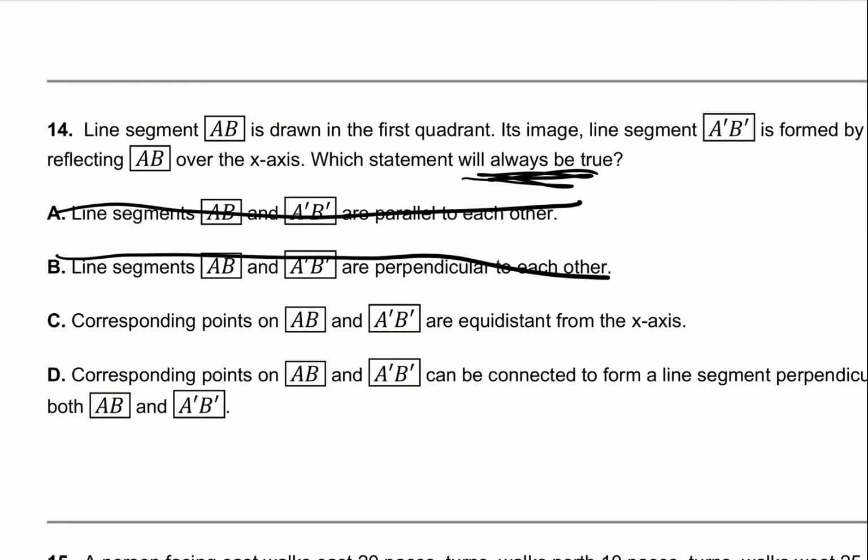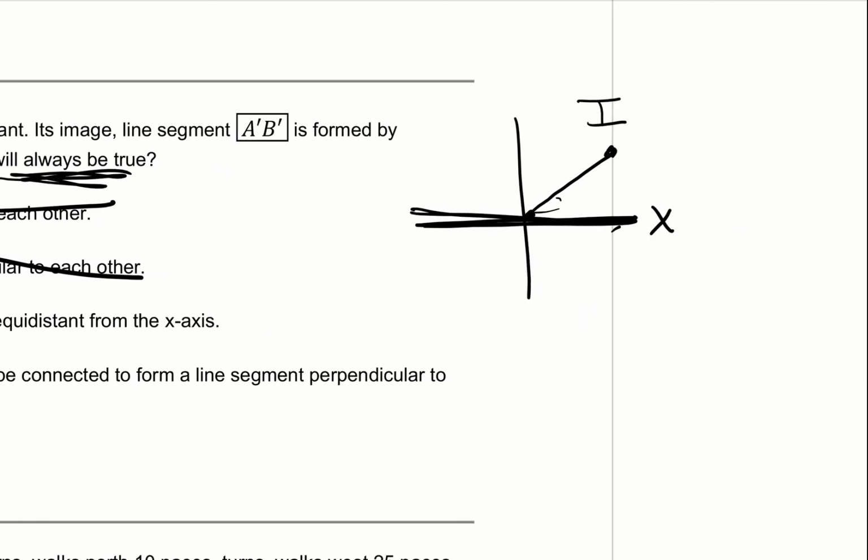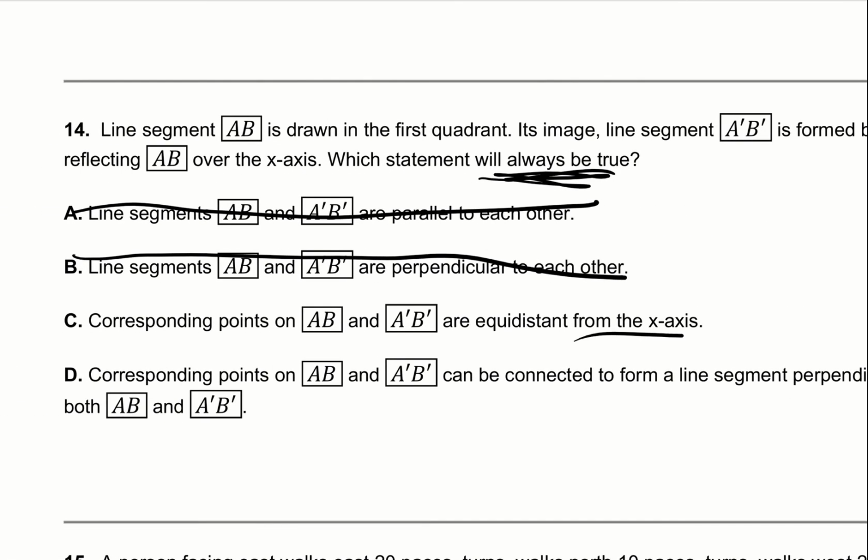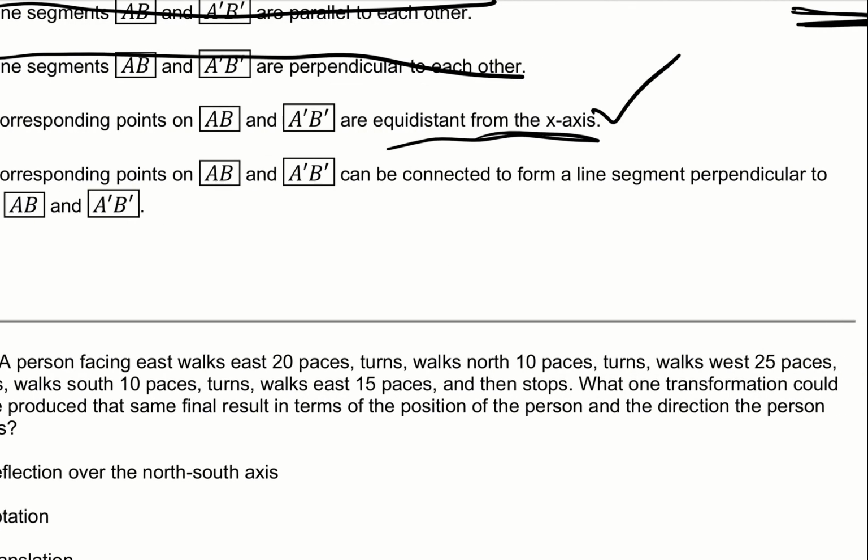Corresponding points on AB and A prime B prime are equidistant from the x-axis. And that is true. It doesn't matter what line segment you draw. The purpose of the reflection is to flip it over the same distance as what it is on the other side. And so they're equidistant from the x-axis. That is true. Just to analyze all the questions, let's look at D.